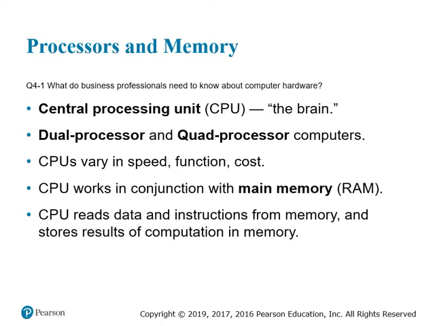The CPU works in conjunction with main memory, which is RAM. If you've ever opened a computer and thrown sticks in, those RAM sticks are your main memory. The CPU reads data and instructions from memory and stores results of computation in memory. So it's working in conjunction with that RAM. A CPU selects instructions, processes them, performs logical comparisons, and stores the results of operations in memory. That's what a CPU does. Computers with 4 CPUs would be called a quad processor. With 2, it's a dual processor.